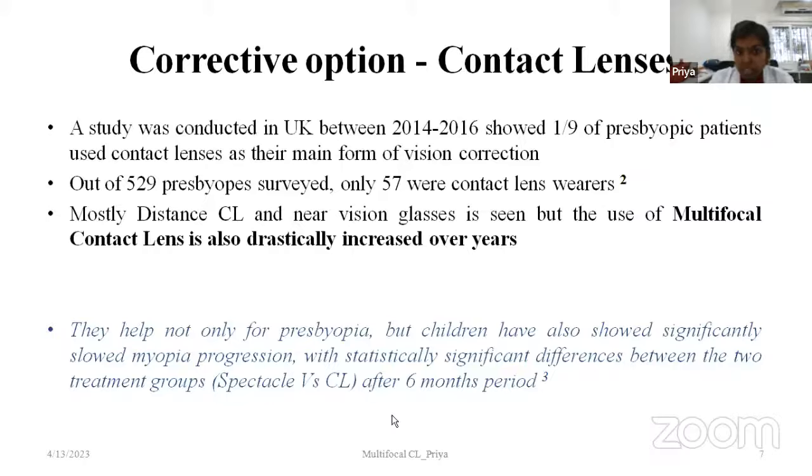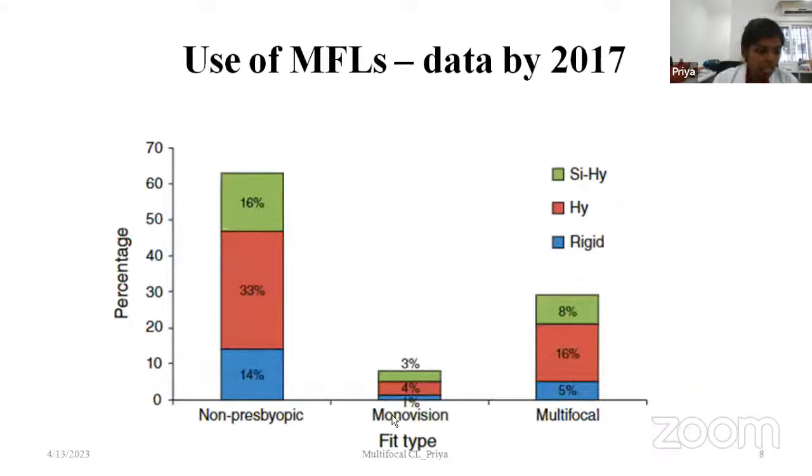Mostly distance contact lenses and near vision glasses are seen, but the use of multifocal contact lenses has also drastically increased over the years. They help not only for presbyopia, but children have also shown significantly slowed myopia progression, with statistically significant differences between the two treatment options after a 6 month period. Data collected in 2017 with the use of multifocal contact lenses is shown.